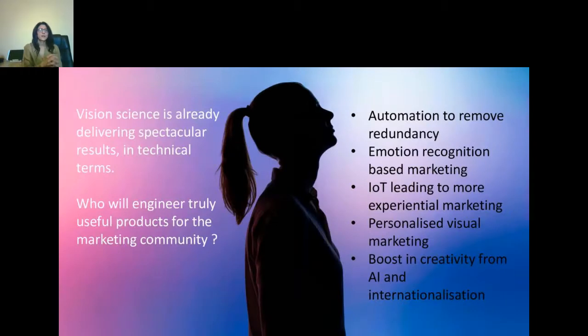So finally, what I'd like to leave with is that vision science is already delivering quite spectacular results. That's in technical terms. If you're a technical person, if you're an engineer, you're going to absolutely adore, or feel very happy with the kind of work that you're doing, because technically speaking, it is really, really impressive. But the question is, who will engineer truly useful products for the marketing community? So the who bit becomes really relevant here. And so I think the best innovation is coming out of teams that are collaborating.